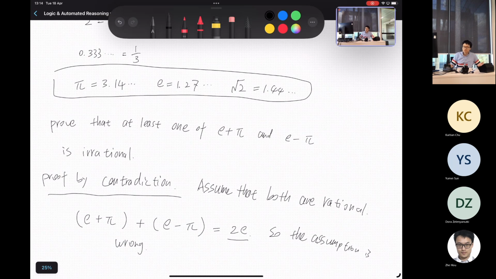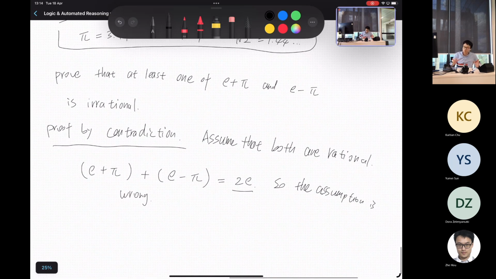Therefore, we have proved that at least one of them has got to be irrational. Because if both are rational, then their sum should be rational, but it's not. All right, so that is the proof. It's extremely straightforward. Okay, proof by contradiction, and we've proved it.